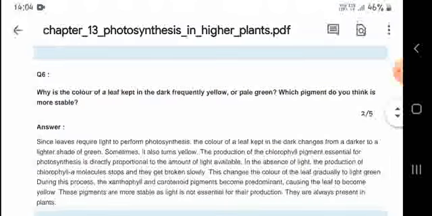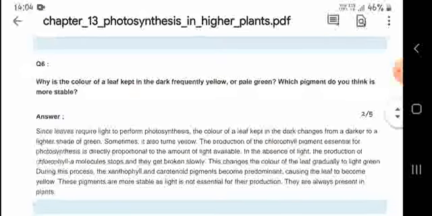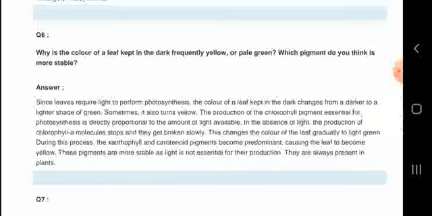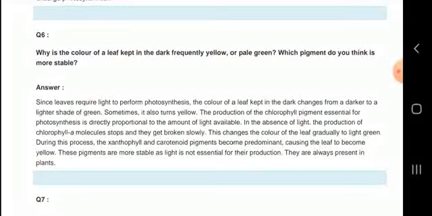Next, why is the color of a leaf kept in the dark frequently yellow or pale green? Since the leaves require light to perform photosynthesis, the color of a leaf kept in the dark changes from a darker to a lighter shade of green.